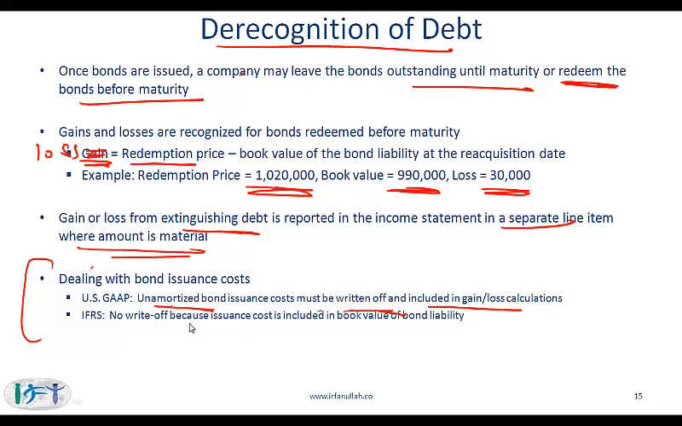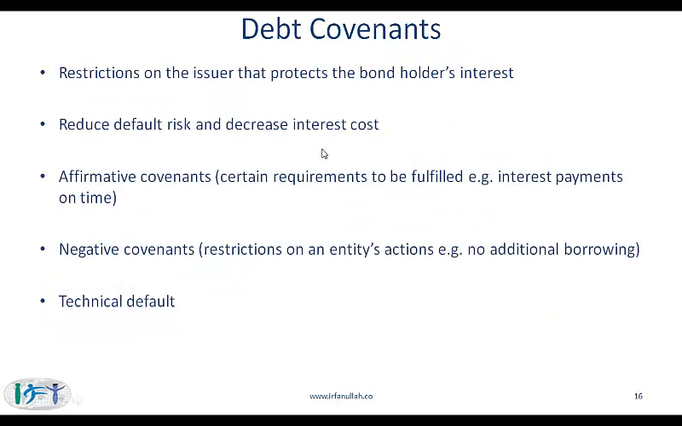What about IFRS? There is no write-off because the issuance cost is included in the book value of the bond liability. We are coming to the end of the segment on bonds. Debt covenants, again we'll talk about these briefly here and then in more detail in fixed income. Debt covenants are restrictions on the issuer that protect the bond holder's interest.